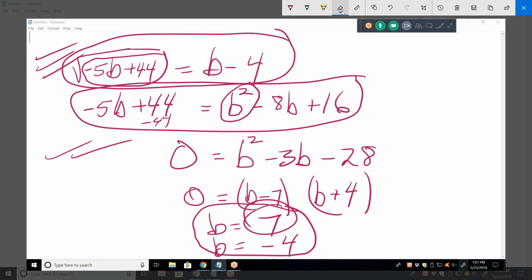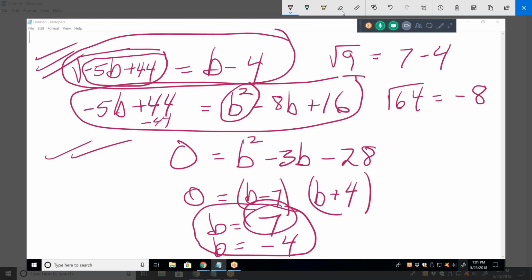You could check it by just, I mean, I've been dealing with this stuff enough that I know the only way these aren't going to work is if they violate a domain. I don't have to check it completely. But if we check it completely, we get the square root of 9. Is that equal to 7 minus 4? Yes, it is. Or if we plug in minus 4, we get the square root of 64. Is that equal to minus 8?